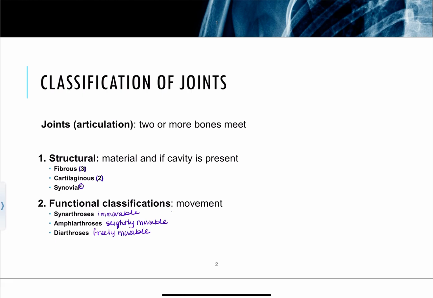So typically in our axial skeleton, or right down the midline of our body, is where we're going to find our immovable or slightly movable joints. So our synarthrotic and our amphiarthrotic joints. Our freely movable or diarthrotic joints are typically found in our appendages or our appendicular skeleton.